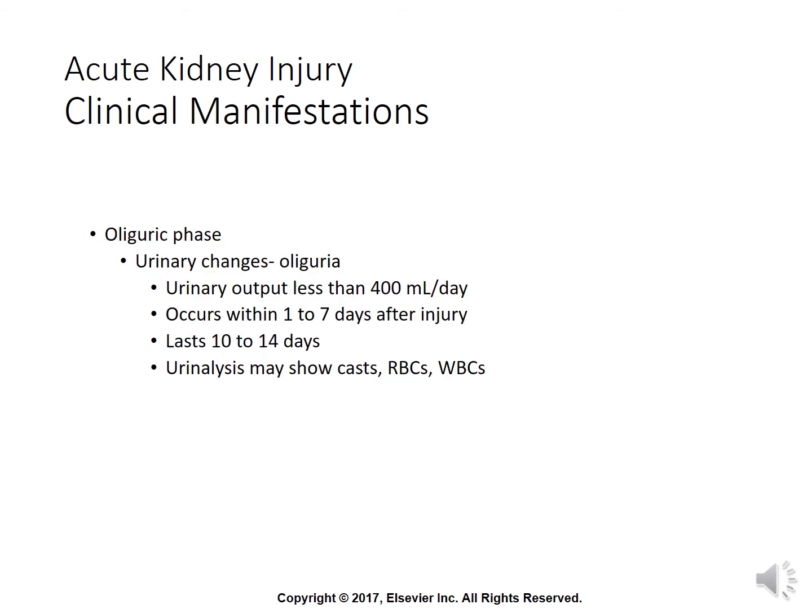So there's 3 different phases of acute kidney injury. Not every client goes through every phase, so it depends on the cause of their injury and the individual patient. The oliguric phase is a 24-hour urine output less than 400 mLs per day. This usually occurs days after injury, and it can last up to 2 weeks. And as we go through the next few slides, I want you to think about how would your patient look in the oliguric phase. So I want you to already start thinking about that.